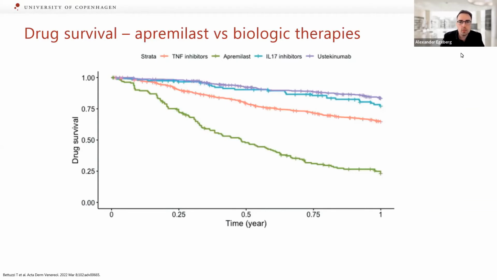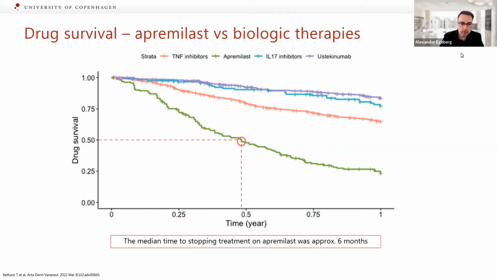This is a study where they compared apremilast, a PDE4 inhibitor, an oral therapy, to biologic therapies. And we can see on the curve here that discontinuation is much greater with apremilast, meaning drug survival is lower for that drug. And when we look at the curve, we can see that the median time to stopping apremilast was approximately 6 months, meaning that after 6 months, half of the patients were switched to another therapy or discontinued the drug completely. So this is an indicator that this drug in that study specifically was not as effective as, for example, the TNF inhibitors, ustekinumab, or IL-17 inhibitors.